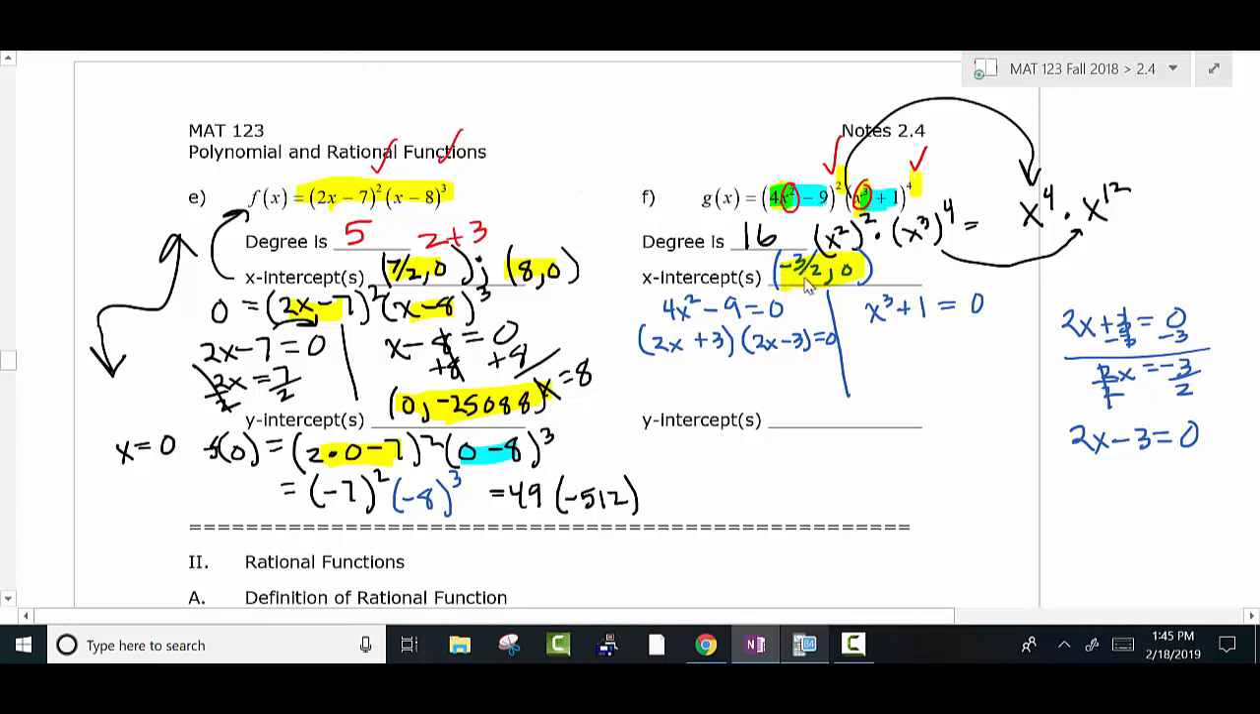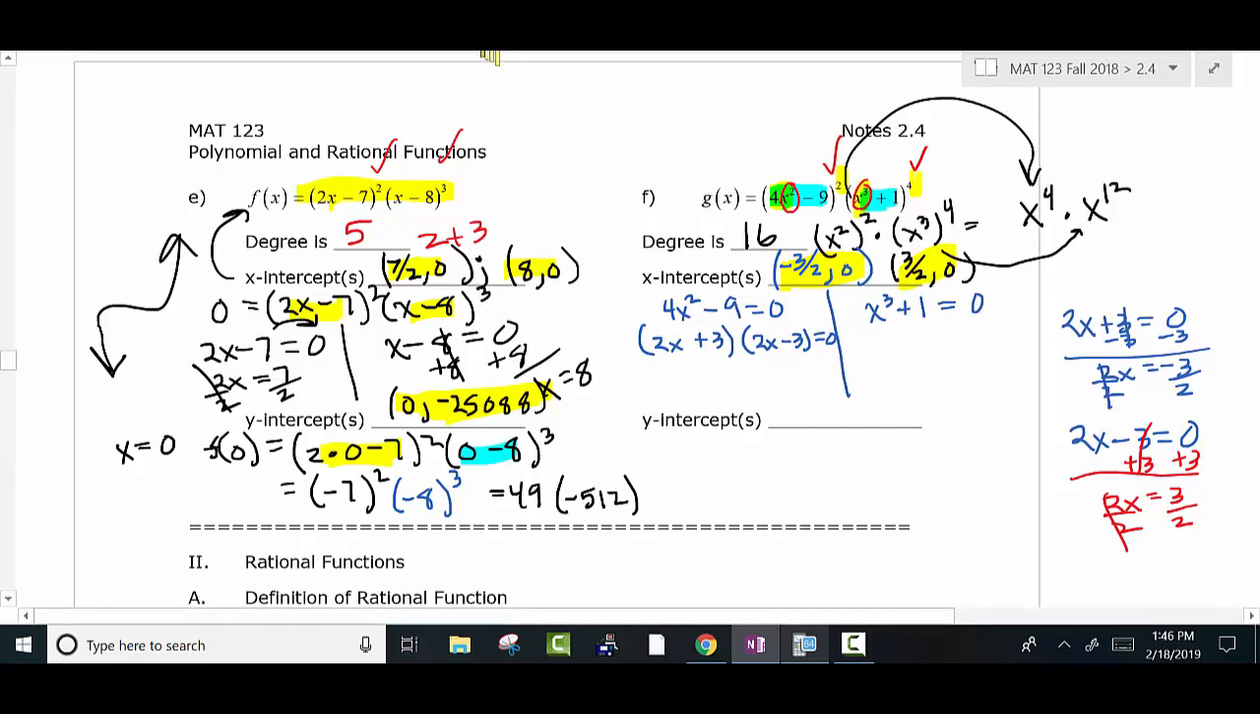The second one would work the same way. You would add 3 to both sides. So that's 2x equals 3. Divide both sides by 2. So the other intercept is 3/2 and 0. So that's just setting the factor that's already factored equal to 0 to solve that.